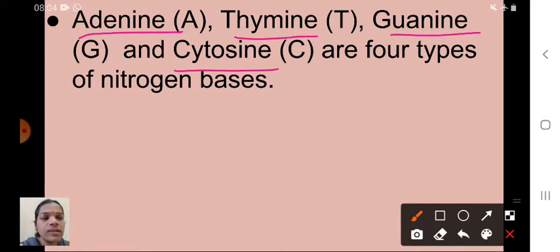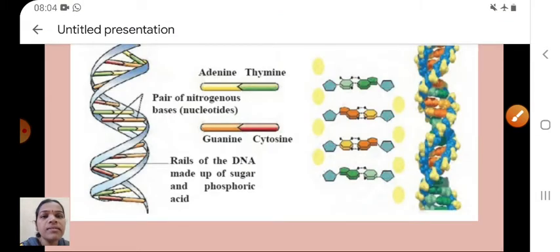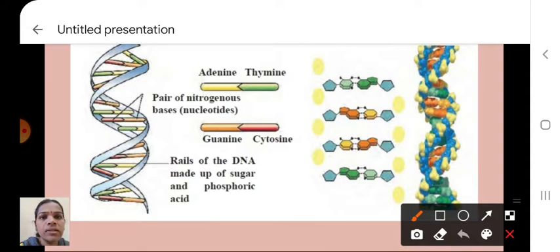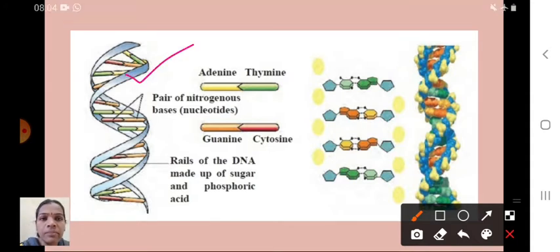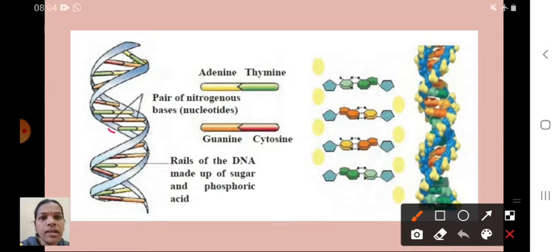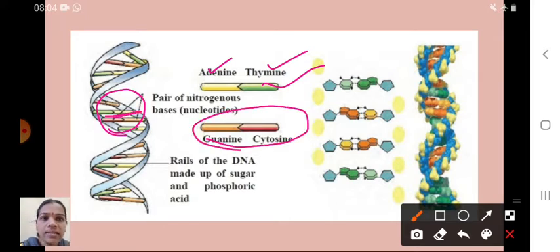Next one, see here, this is the structure of DNA. This is a double helix structure, a flexible ladder. This is one strand and this is another strand. In between, this is the nitrogenous base. Here this is adenine and thymine, and this one is what? Guanine and cytosine.